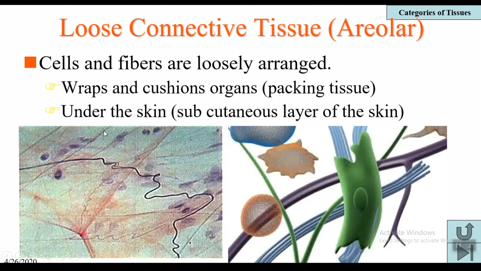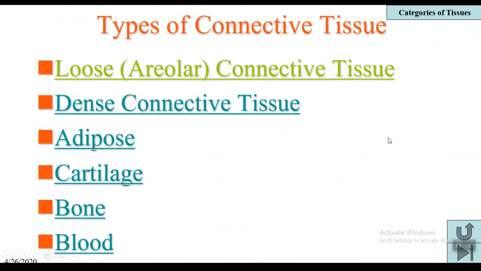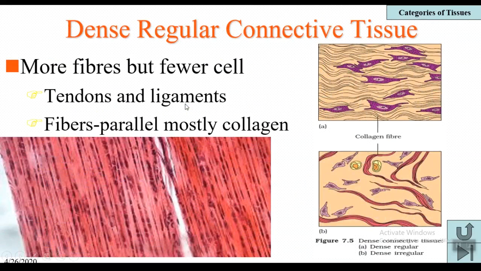It is present below the skin, that's why it is subcutaneous tissue, and this subcutaneous layer of the skin is also formed by this loose connective tissue. Coming to the next type of tissue, dense connective tissue. The name itself indicates the fibers are densely arranged. Unlike loose connective tissue, this dense connective tissue has more fibers and fewer cells. All the five types of cells are not observed, but the fibers are more in number.